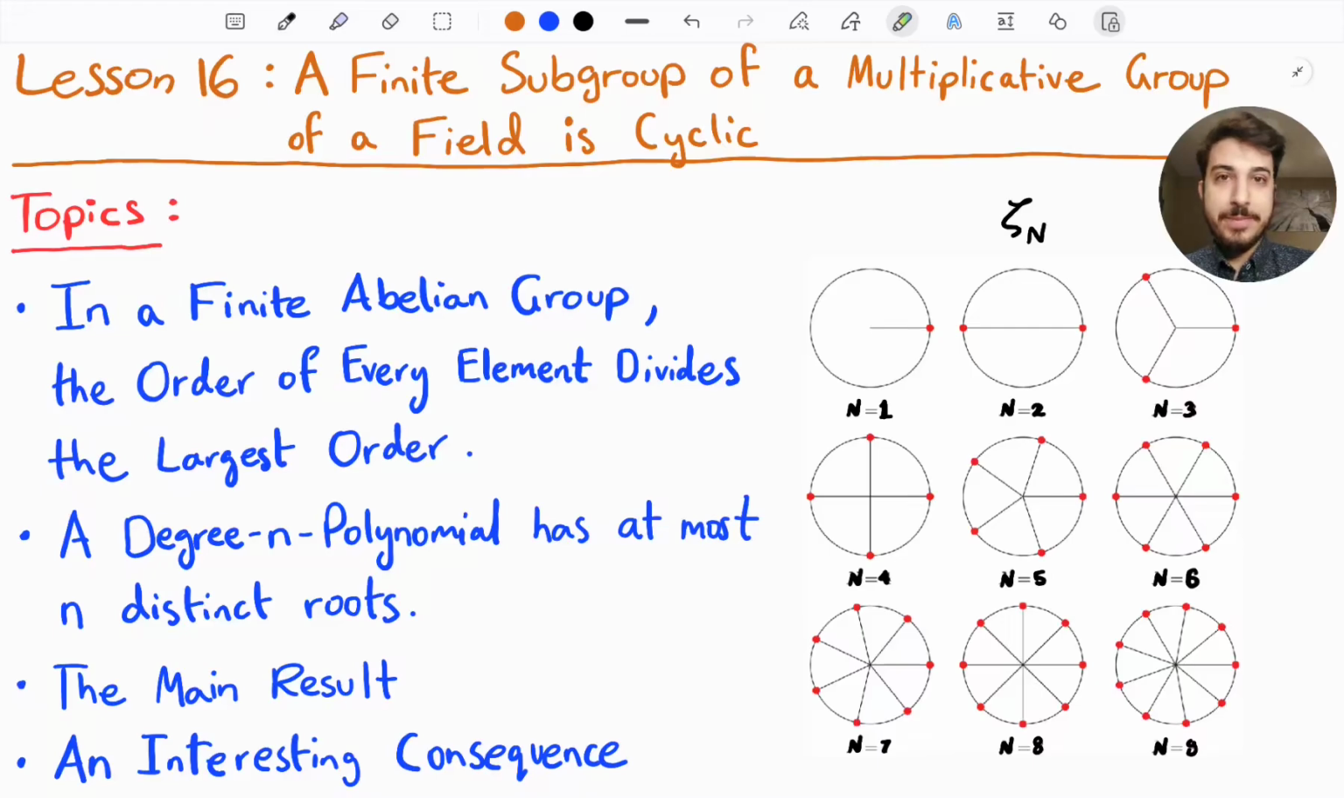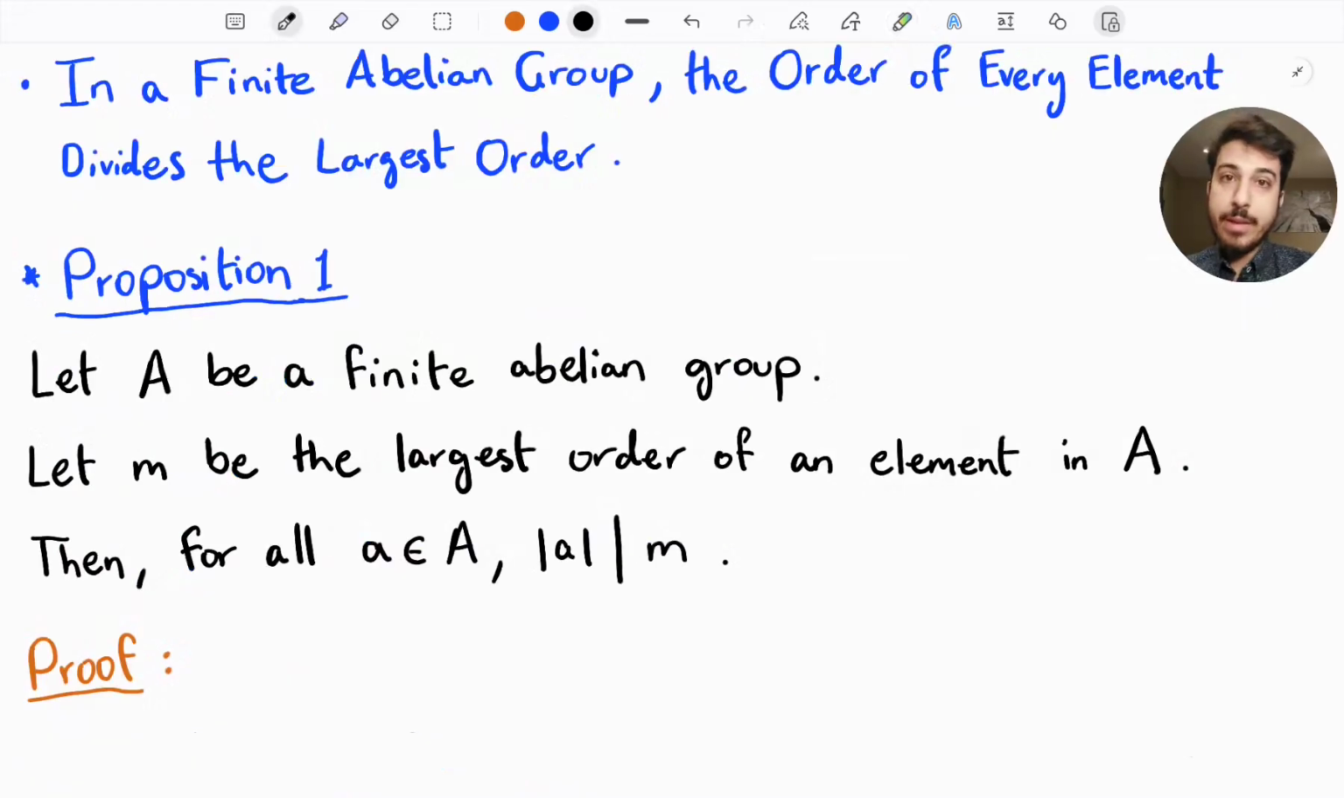Let's get started. As promised, I will be proving the first result, which says that if A is a finite abelian group, let M be the largest order of an element in A, then every element in the group A, its order will divide M. Let's get to the proof.